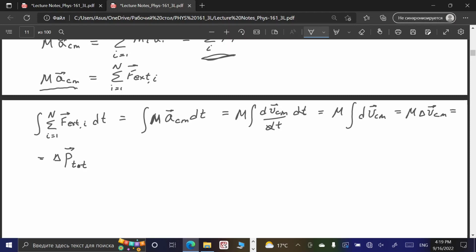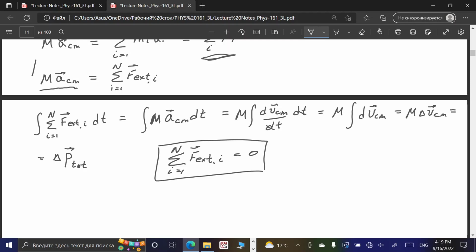So we can write this condition for the closed system. Net external force is equal to 0. So taking this into account and looking at this equation, we can write that the total mass of the system times the acceleration vector of the center of mass, which is equal to the total mass of the system times the first derivative of the velocity vector of the center of mass over time, will be equal to 0, because this is equal to the net external force. Net external force in the closed system is equal to 0, so this is equal to 0.